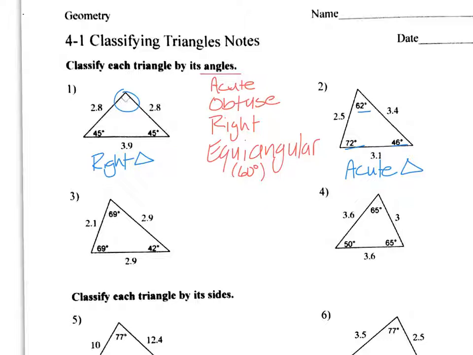So problem number 3, again, we're going to look. Less than 90, less than 90, less than 90. So again, that's an acute triangle. And then problem number 4, less than 90, less than 90, less than 90. So that is also an acute triangle. Now, again, we're just identifying these by their angles.